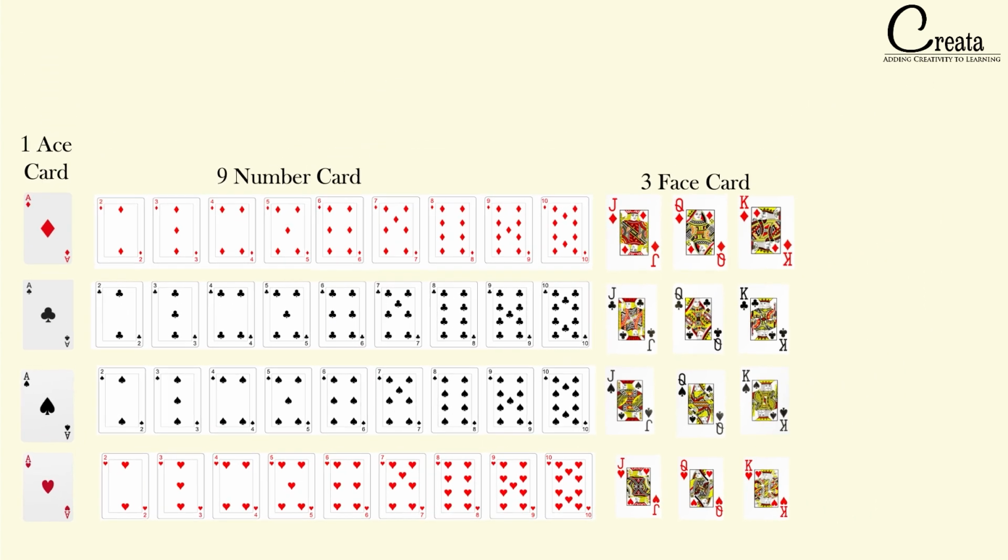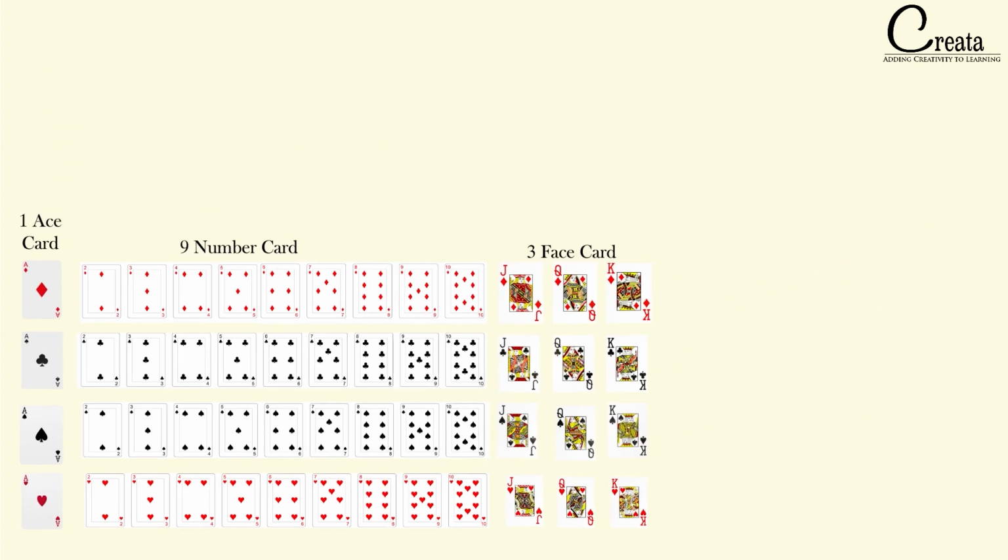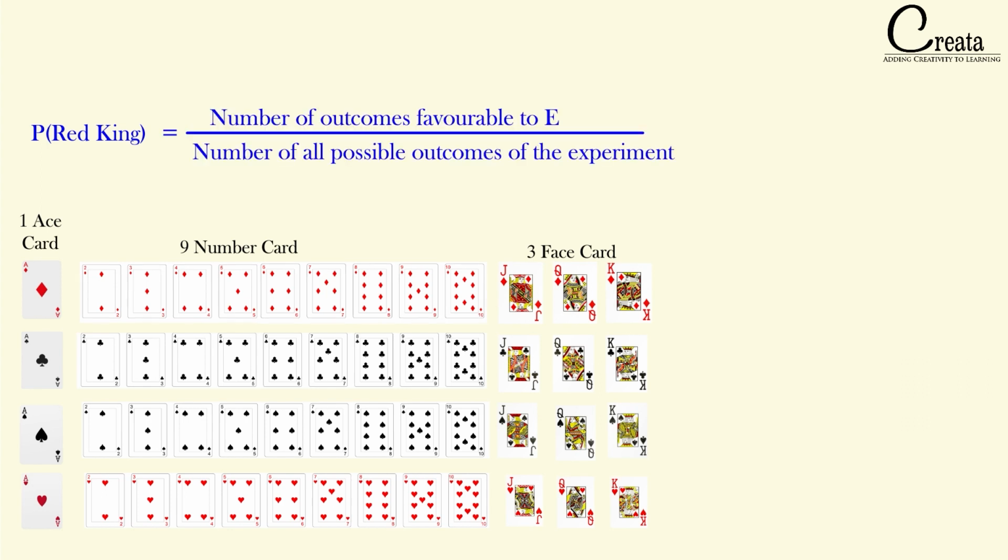Suppose we have to calculate the probability of getting a red king card. If we use the formula of probability, in the denominator all the 52 cards will come. And what will come in the numerator? In the numerator the favorable conditions will come. The favorable conditions are a total of 2 red kings only. Out of 52 cards we are having only 2 red kings. So these 2 will come in the numerator. We got the probability as 2 by 52, that is 1 by 26.